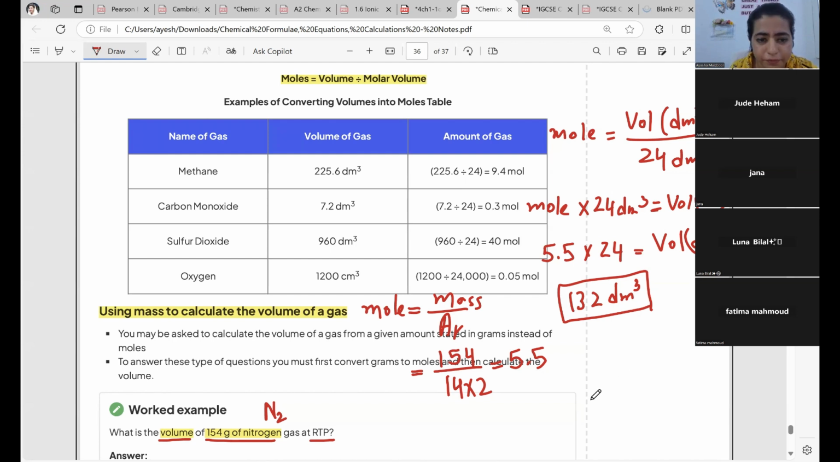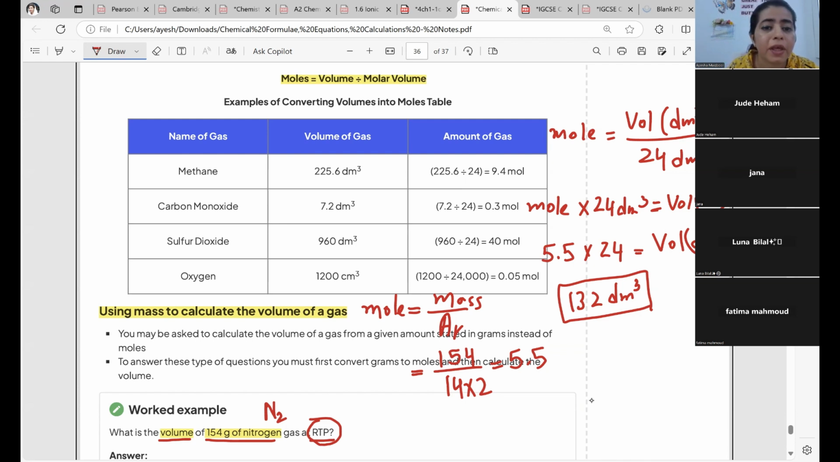Most of the time, when they ask us, the number will be 24. It's always 24. Whenever RTP is given in the question, meaning room temperature and pressure, we can apply this formula: moles equal to volume over 24 dm cubed.